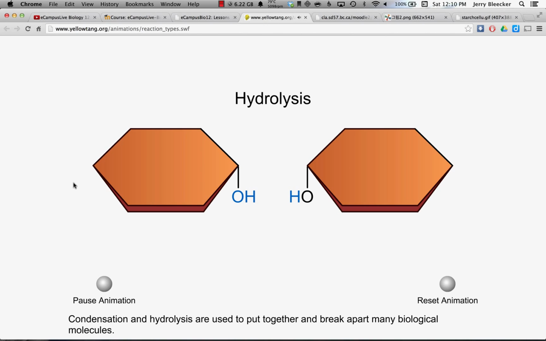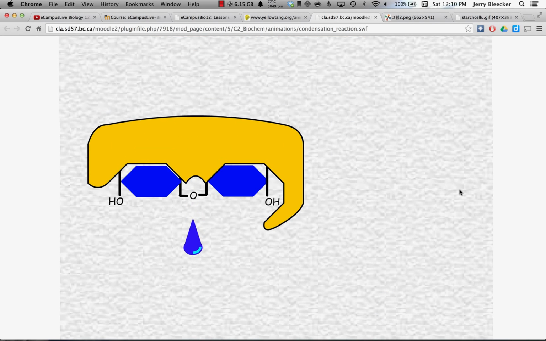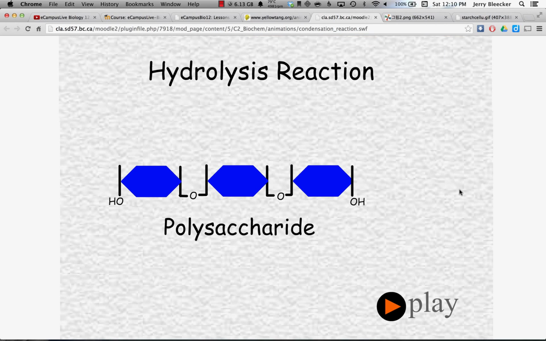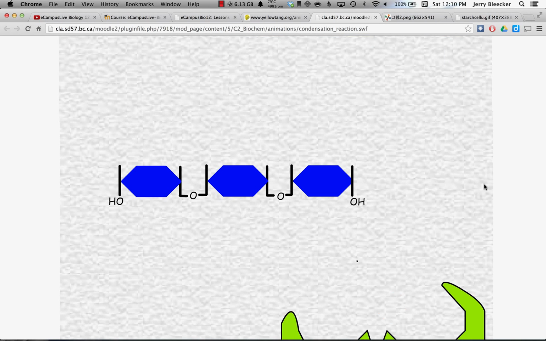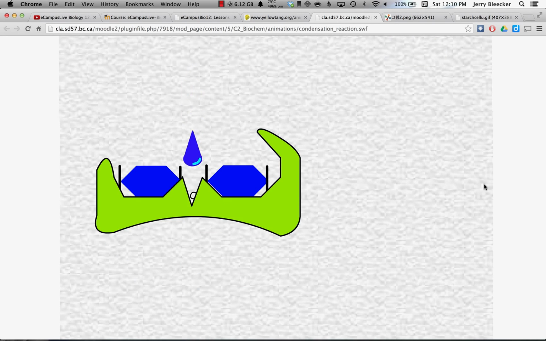That's a neat little animation. That's on the course site. I suggest you view it a couple times and, pardon the pun, digest this process. Because condensation synthesis builds and hydrolysis breaks apart. There's a neat little one here. There you go. You can sort of see the pairing together of the hydroxyl groups, and you go from a series of small molecules to big ones.